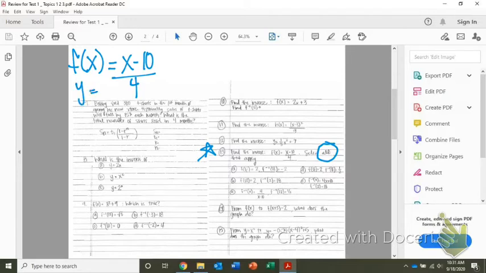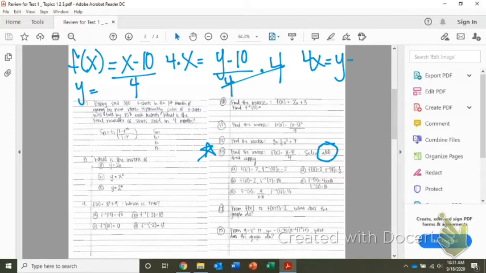This just means y. So we're swapping: x equals y minus 10 over 4. To get rid of the 4, I must multiply on both sides. And I'm left with 4x equals y minus 10. To get rid of the negative 10, I must add. No, that is not 14x. You cannot combine because they're not like terms. So the inverse is just 4x plus 10.